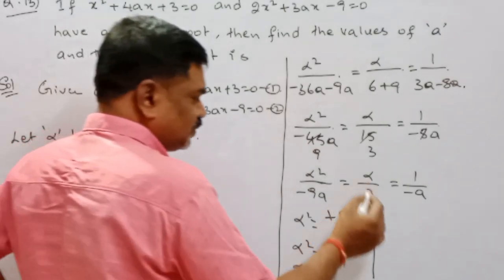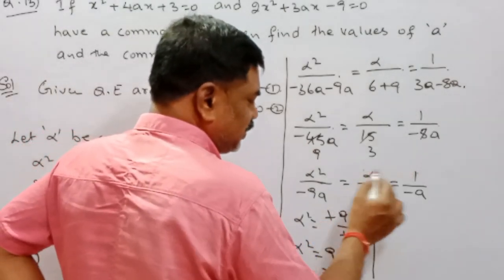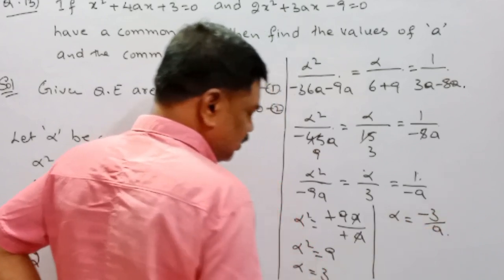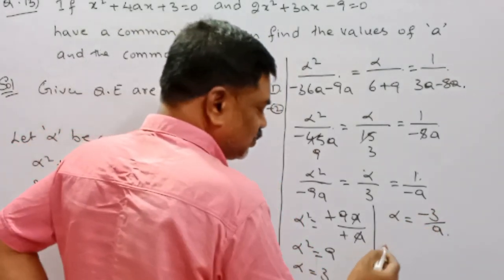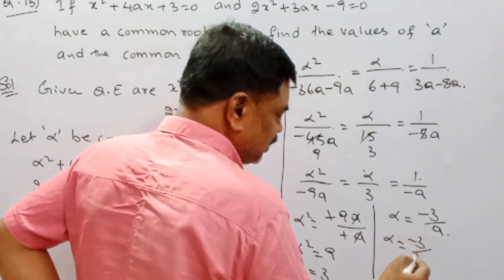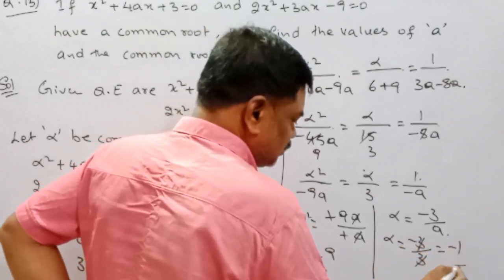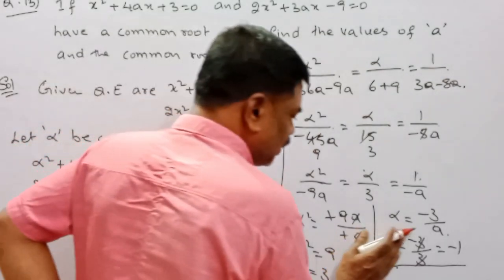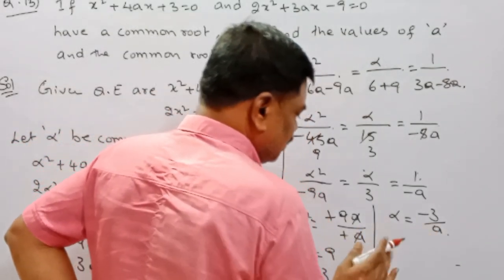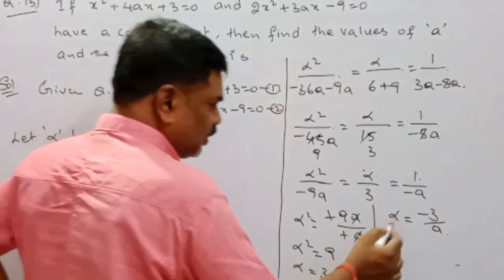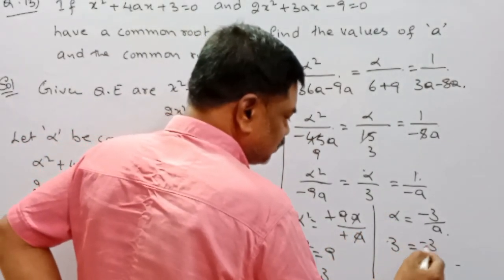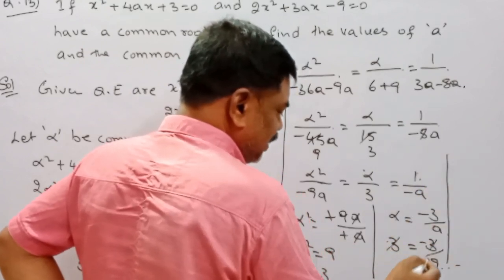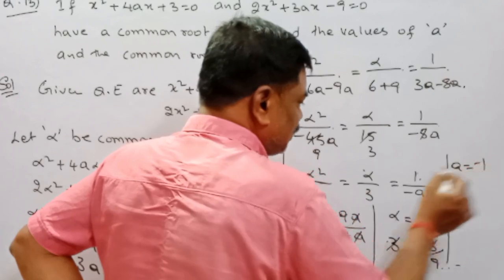Then what is a? By equating these two, alpha is equal to minus 3 by a. But what is alpha? Alpha is 3. So 3 is equal to minus 3 by a, so the 3s cancel and a is equal to minus 1.